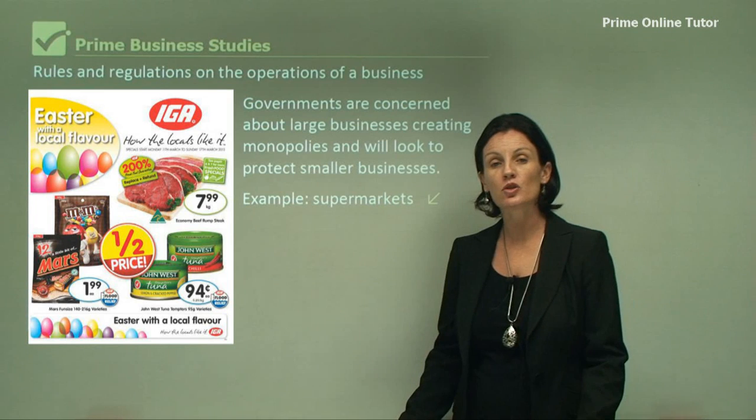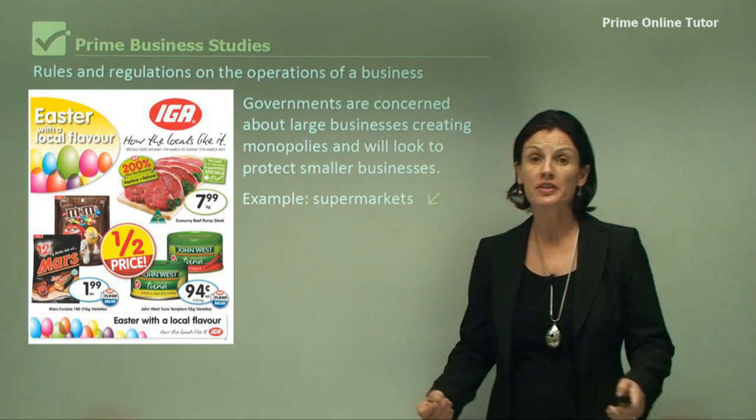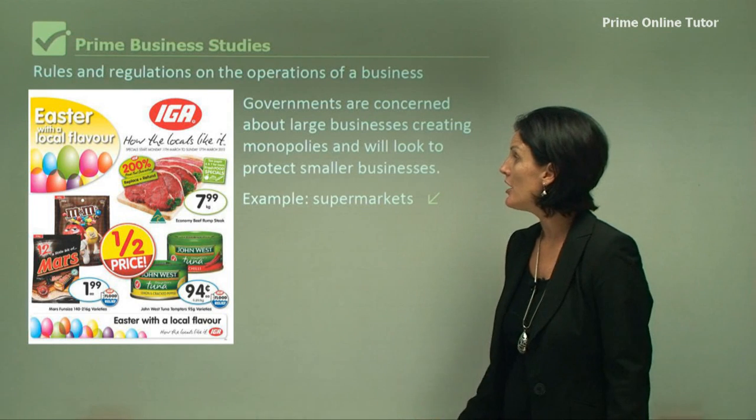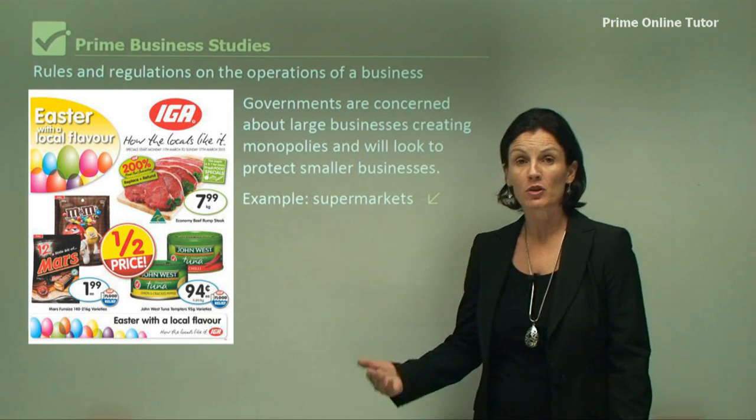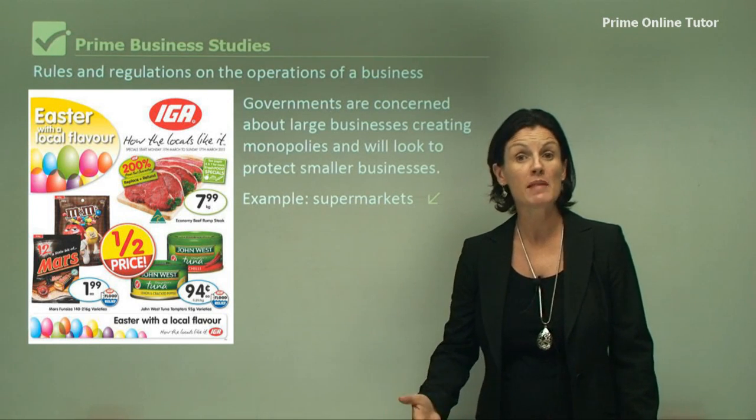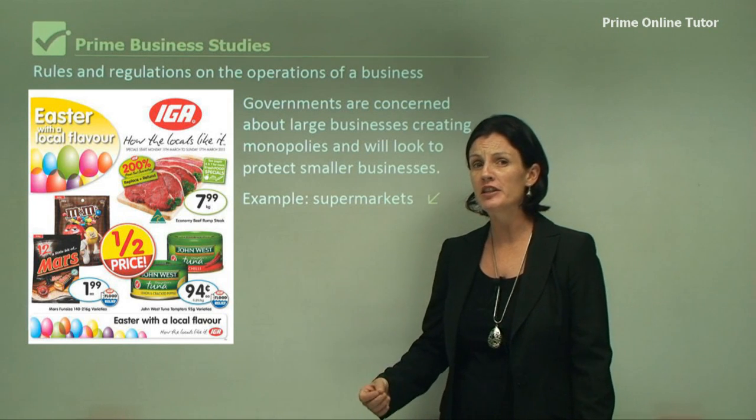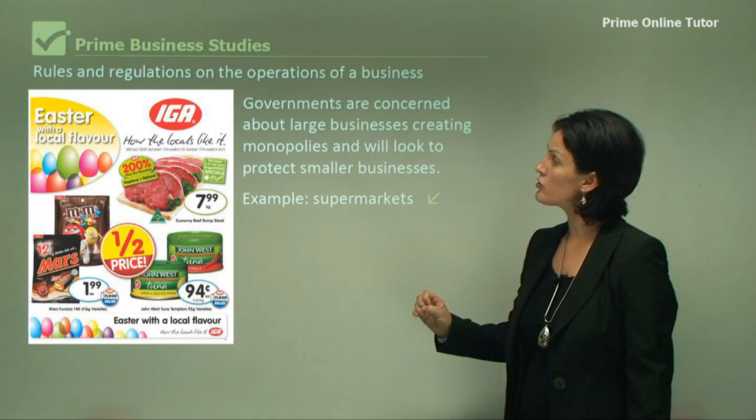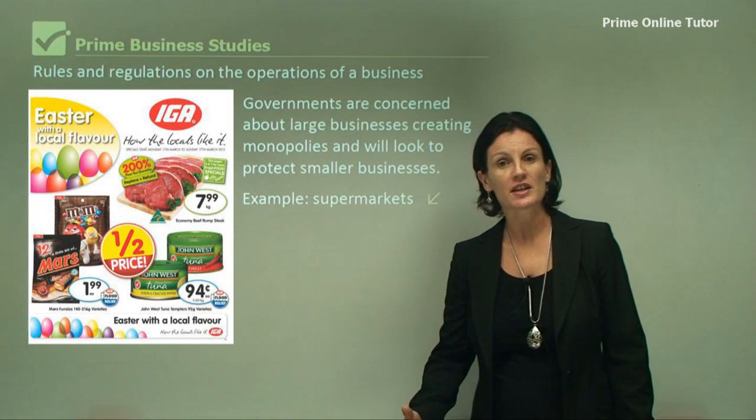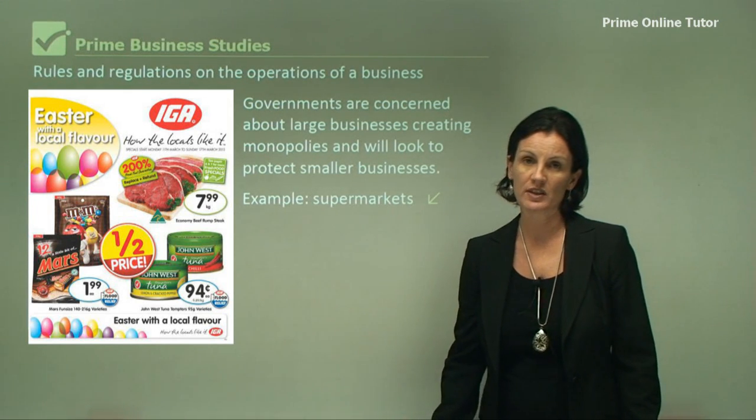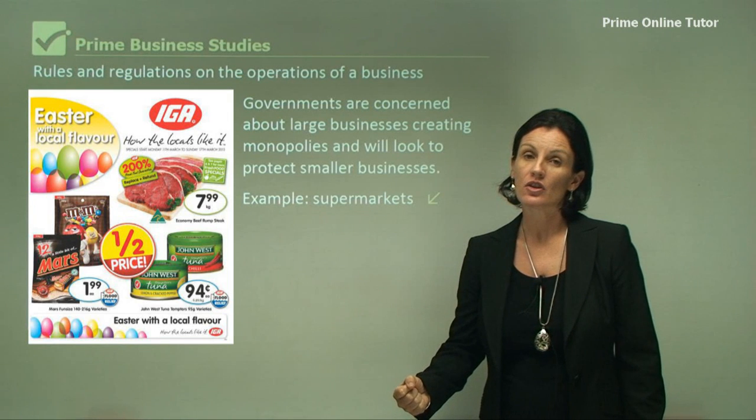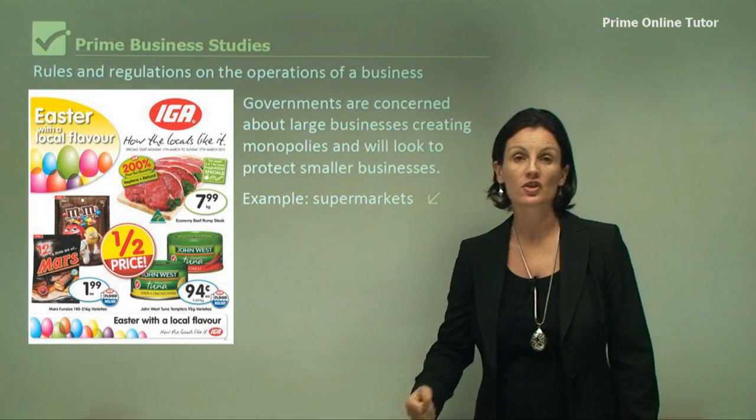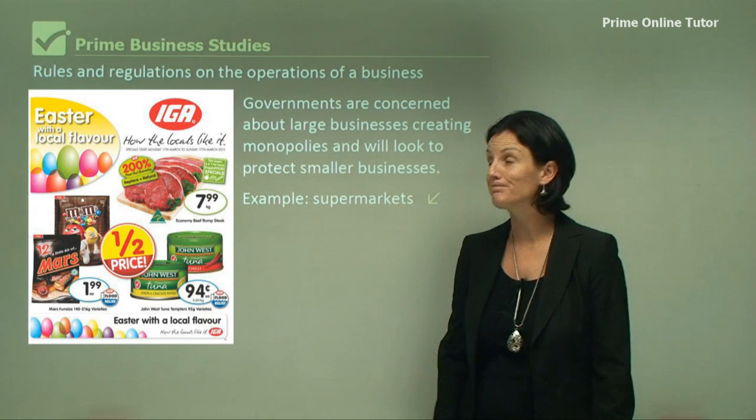However, these supermarkets are killing off their competitors, which is smaller family-based supermarkets. For example, IGA, but also family-run supermarkets that you may find in your community are finding it very difficult to compete with Coles and Woolworths. So the government is trying to come up with legislation that will protect that smaller supermarket and control the operations of the likes of Coles and Woolworths.